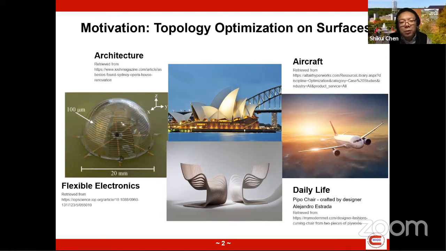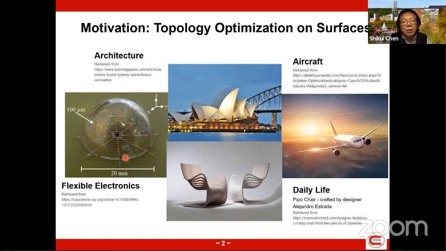As you see in the example here, flexible electronics are usually printed on a surface using photolithography or 3D printing technology. When we were first confronted with this problem, we wanted to use the level set approach, but we struggled for a long time. We realized it's not that easy because the surface has curvature.